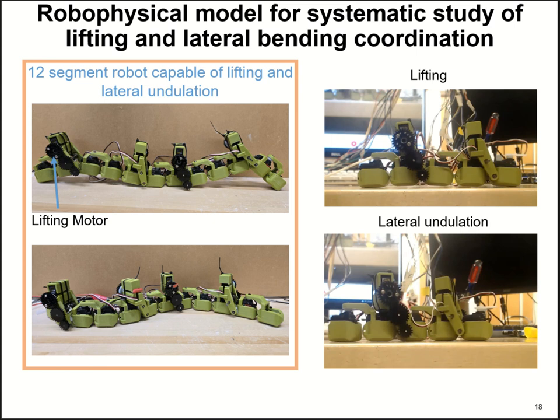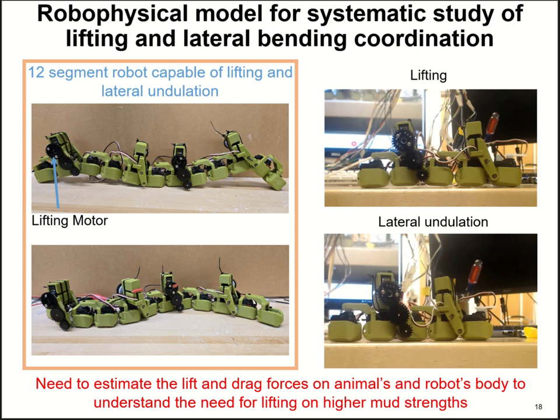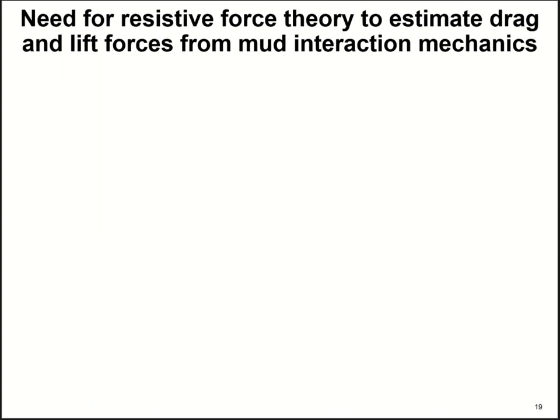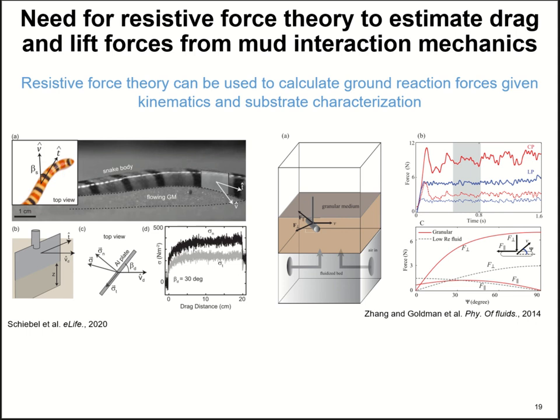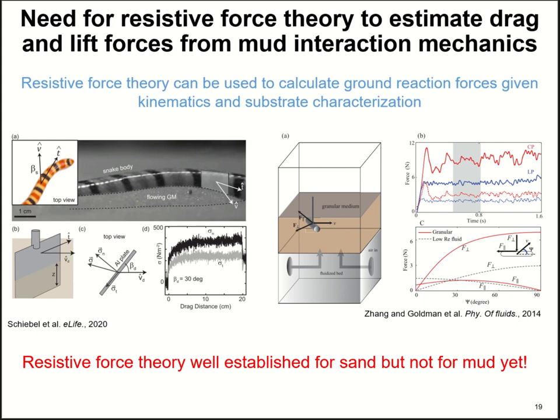Now, because the animal starts using lifting on higher mud strengths, we need to estimate the lift and drag forces on the animal's body and also on the robot's body to understand the need for lifting on higher mud strengths. Resistive force theory can be used to calculate the ground reaction forces for flowable substrates given the kinematics and the substrate characterization. Previous studies have used resistive force theory in estimating these forces on the locomotor's body for sand, but we still do not have anything established for mud yet.